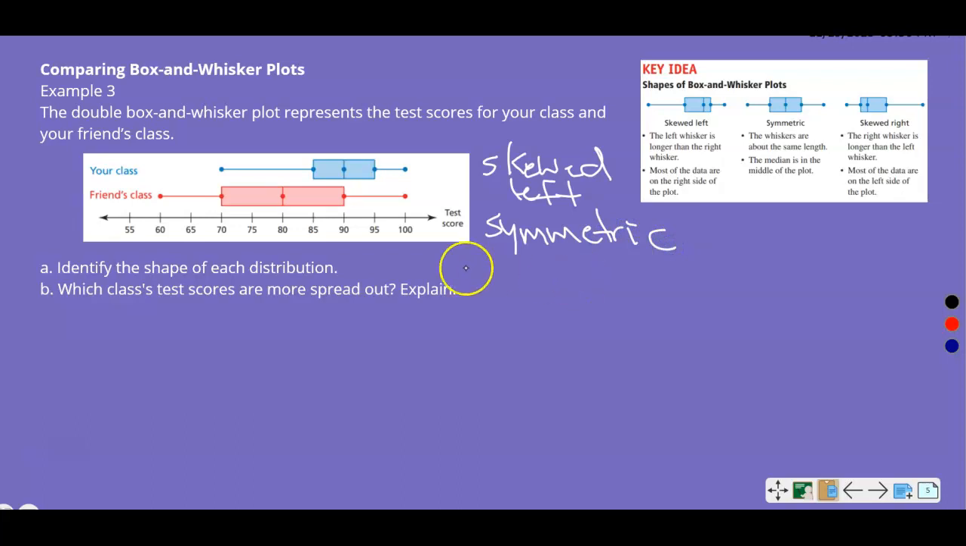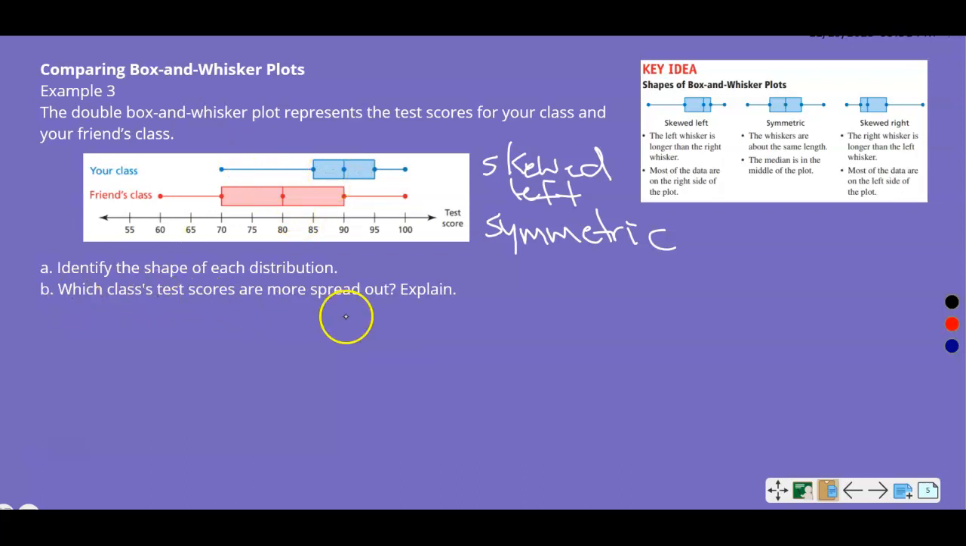And it may not be perfect, but if you draw a line down through the median and you flip this over, like if you had it on a piece of paper and you folded it in half, one side would be almost the mirror image of the other side. So this one does look symmetric, where this one does look skewed.